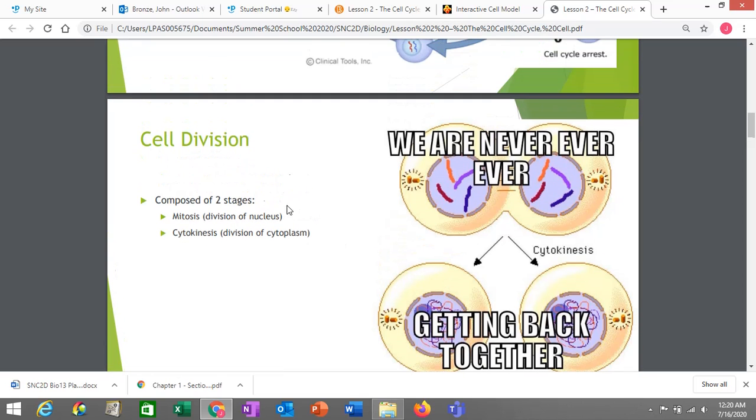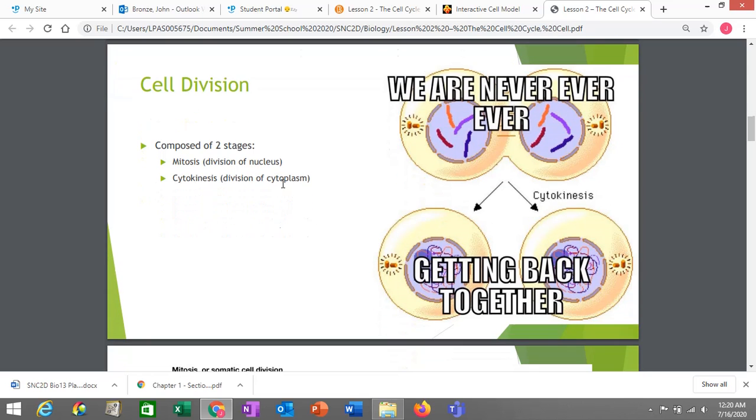Okay, so cell division. What happens in cell division? Well, we have 2 main components. We have mitosis, which explains how the nucleus splits apart, and then how you get 1 nucleus to form 2. And cytokinesis, how the rest of the cell splits apart and how you ultimately get 2 cells derived from 1.